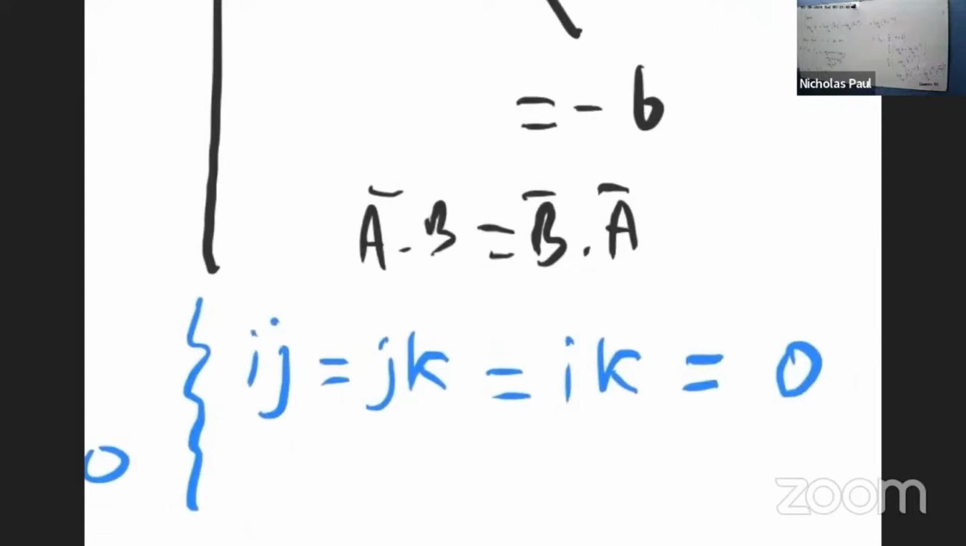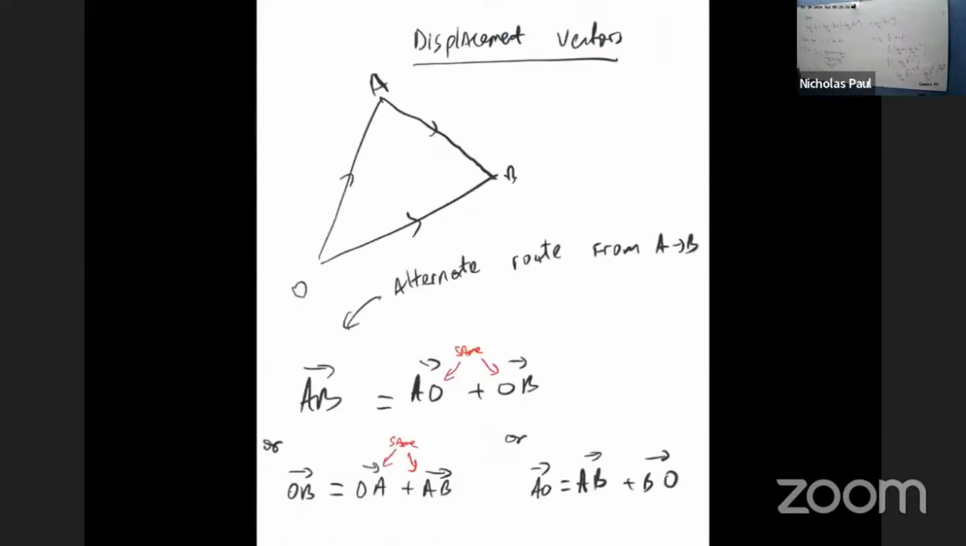Right? And you have your i by j, j by k, i by k is 0. Next, displacement vectors. Displacement vectors is where you have to find the alternate route for an unknown vector. So if you look here, how do we find AB? Look at the triangle and find the alternate route from A to B. So you start at A, you go to O, start at O, go to B. So it's A to O plus O to B. Then add it up. Remember the line on top shows us a vector.